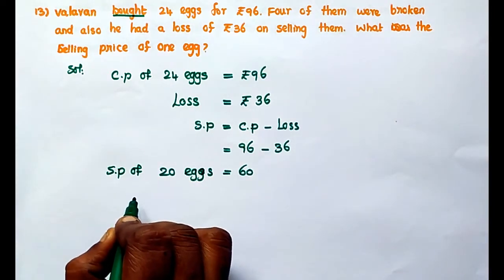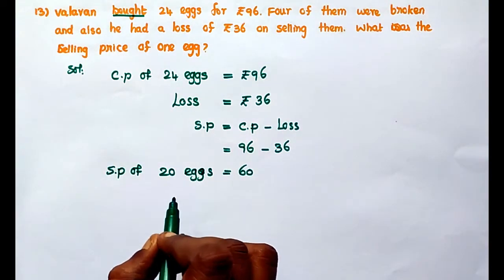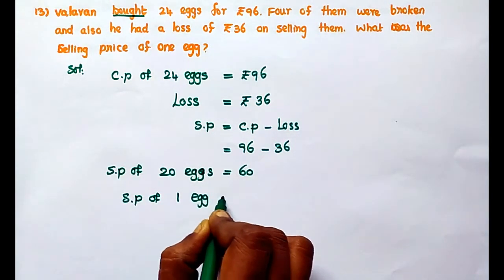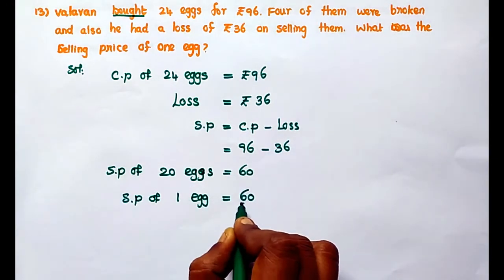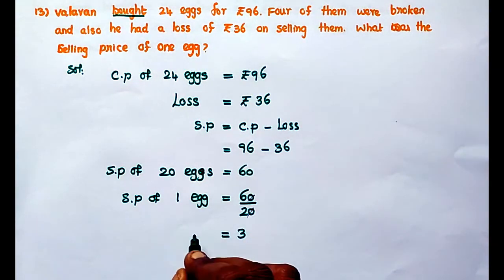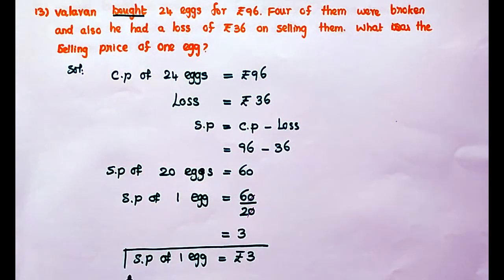Now find out the selling price of 1 egg. So selling price of 1 egg equal to 60 divided by 20. That is equal to, cancel the zeros, 6 divided by 2, that is 3 rupees. So selling price of 1 egg equal to rupees 3. That is the answer.